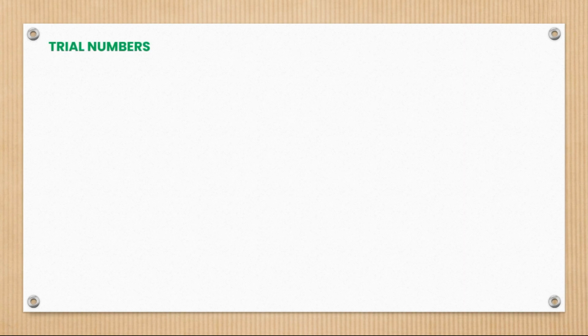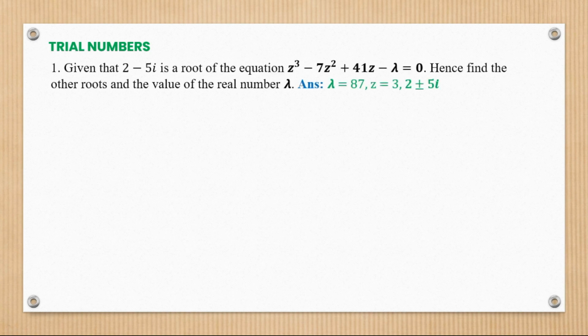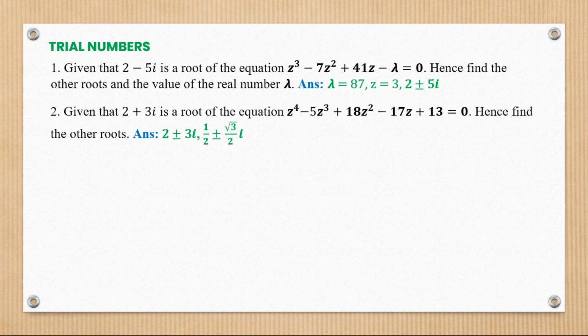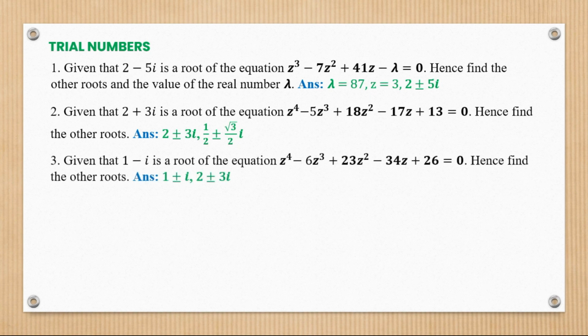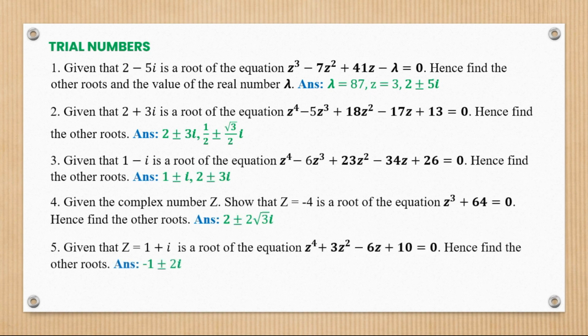Alright, so lastly, I would just encourage you to try out these numbers. They will help you get better at this section. So this is going to be number 1. After this number 1, you can see that I've given you answers right there for you to be able to compare and prove that you're on the right track. So number 2, number 3, number 4, and number 5. I believe after you try out these numbers, you'll be an expert in this section of complex numbers.